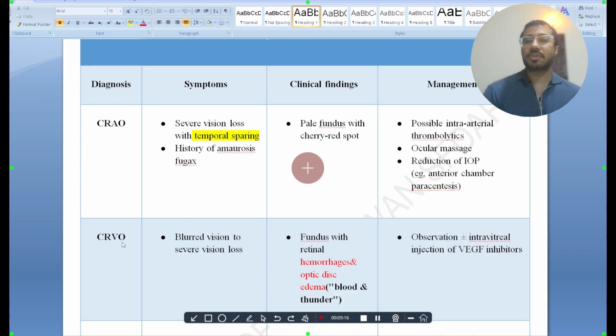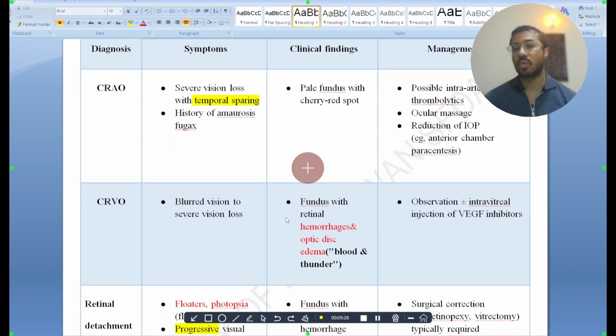So when it comes to central retinal vein occlusion, it's acute and subacute, not as quick as the artery one, but yeah, it's also painless in nature. If you see the fundus, you're gonna see the blood and thunder as we discussed. Central retinal artery occlusion, pale fundus with cherry red spot. Central retinal vein occlusion, blood and thunder, acute and subacute in nature.